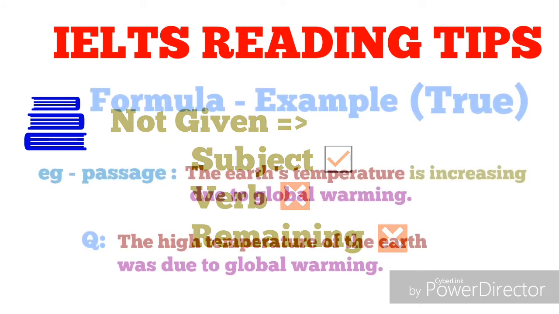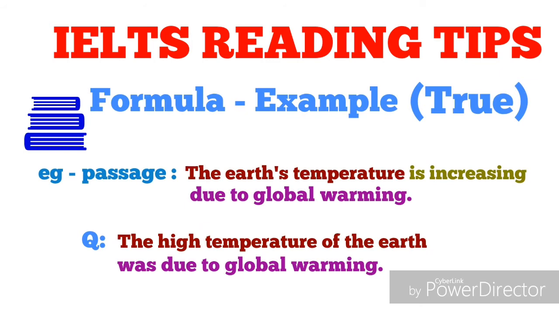Now, let's take the example in case of the true answer. In case the answer was true, the question would be like: the high temperature of the Earth was due to global warming. And here we can see that the Earth's temperature is increasing due to global warming, and the high temperature of the Earth was due to global warming is exactly the same. And we do not require the formula over here also.